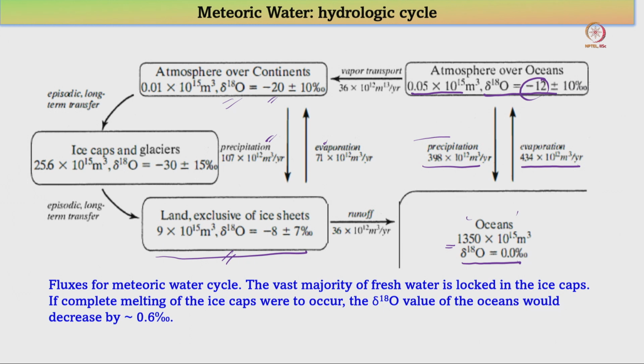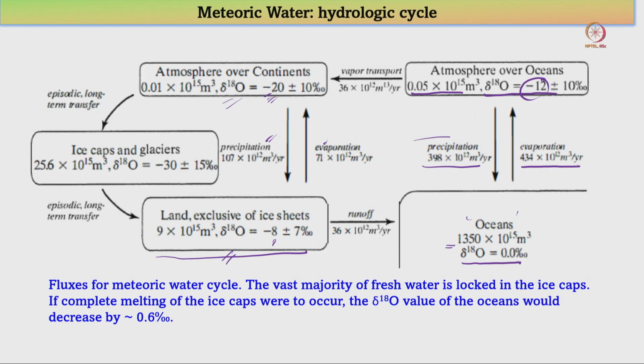So, here the delta 18O of the rainfall or of the snowfall is slightly less negative. So, here the water vapor is minus 20, but the rainfall, the precipitation will be much more positive, right. So, that will be less negative. So, if this is minus 20, this is supposed to be minus 8 plus minus 7 parts per mil.